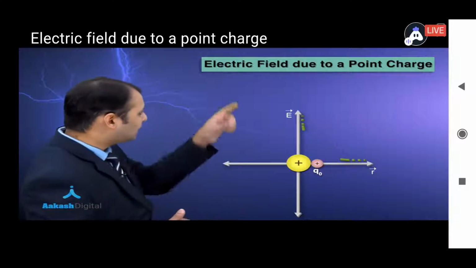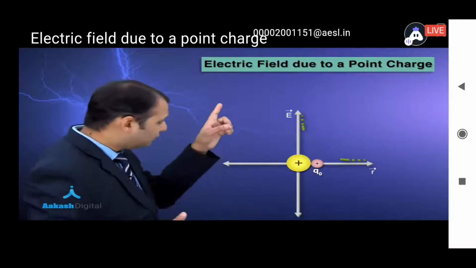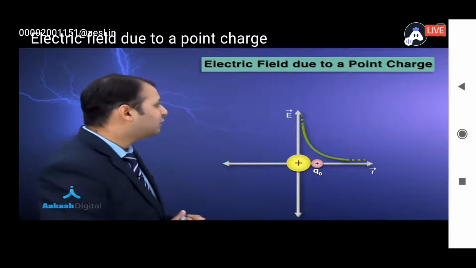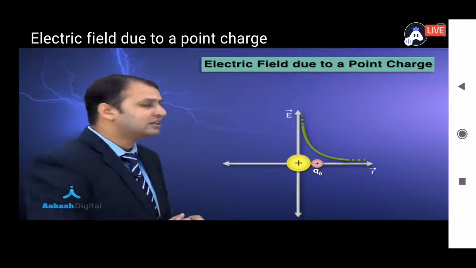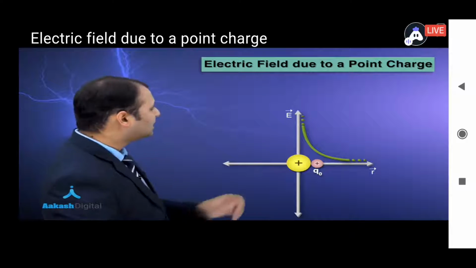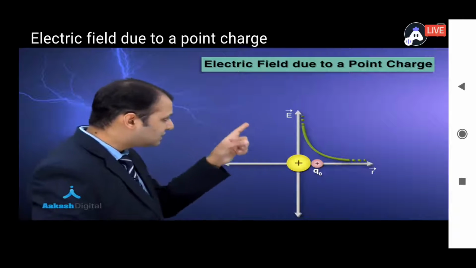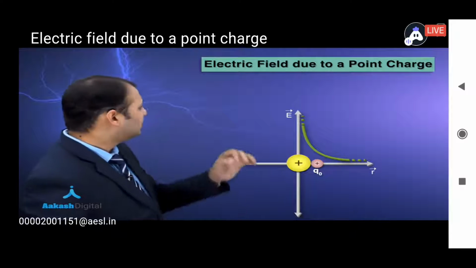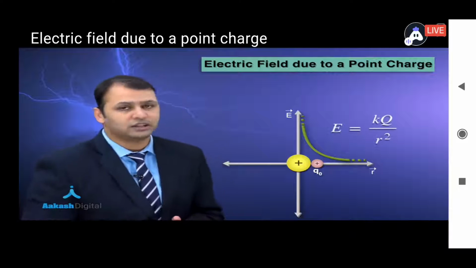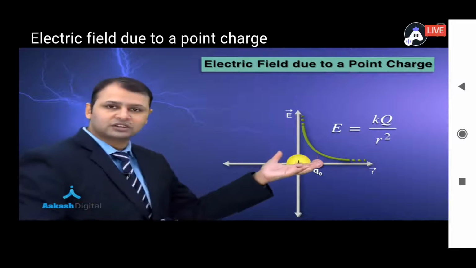So the graph will be starting parallel to y-axis, and it will move down like this, and then it will be parallel to x-axis. So this kind of hyperbola you are seeing is in the case where E is inversely proportional to r square. Now this is on the first quadrant.